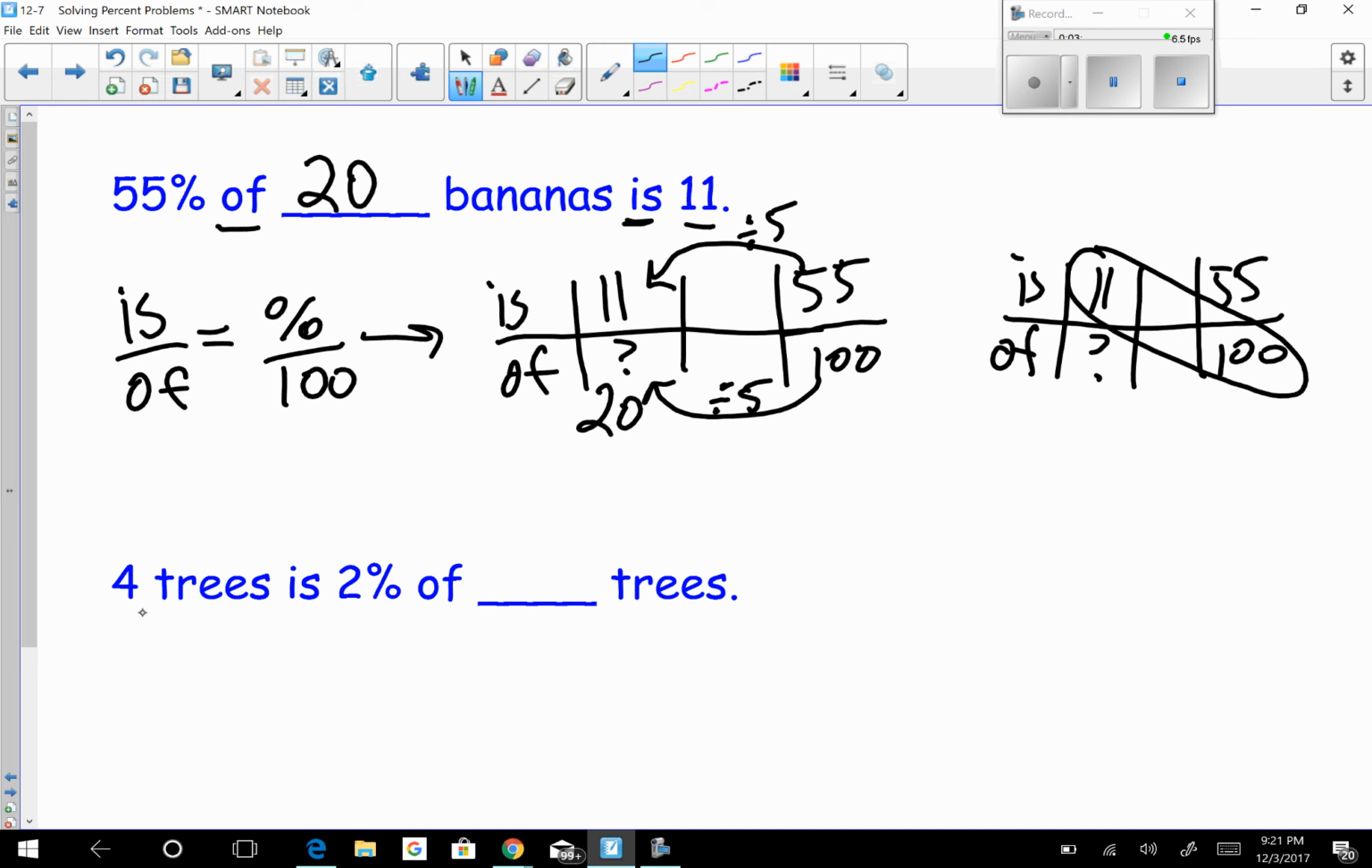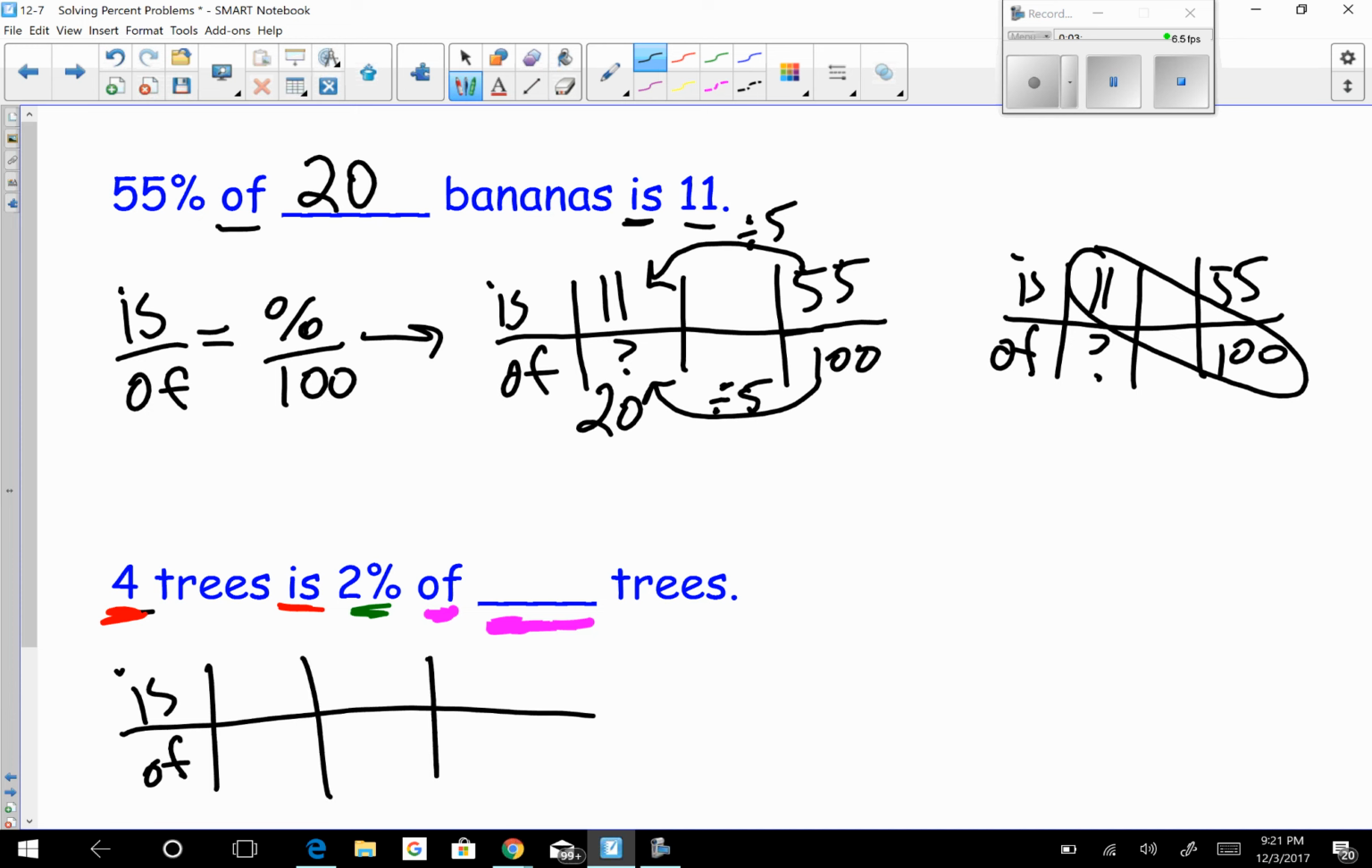Okay, 4 trees is, okay, so let me try and do this in another color. So 4 trees is 2% of blank trees. So we will set up our ratio table. This is an is over of, and then we have our percent out of 100. So what was our percent? 2%. And then 100 is always there.